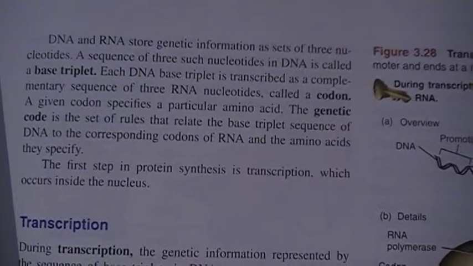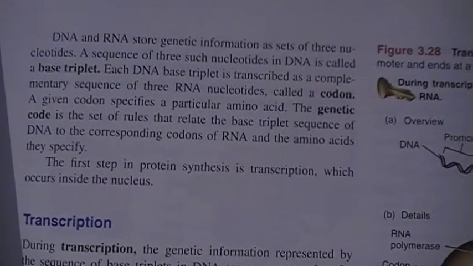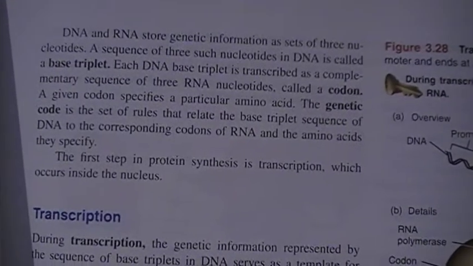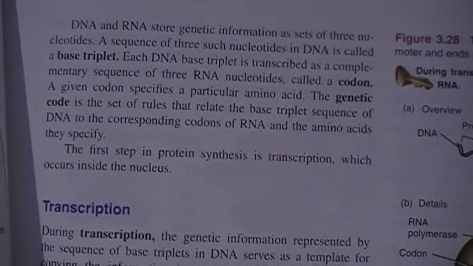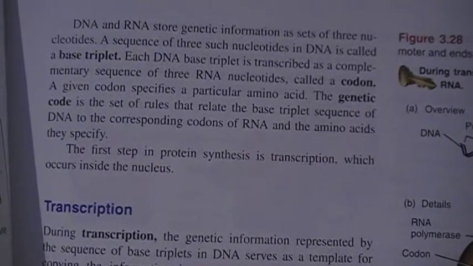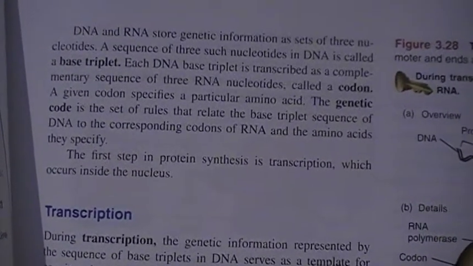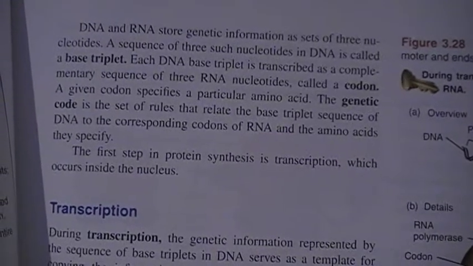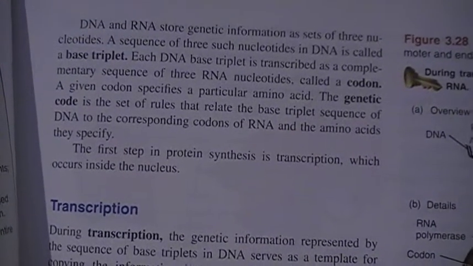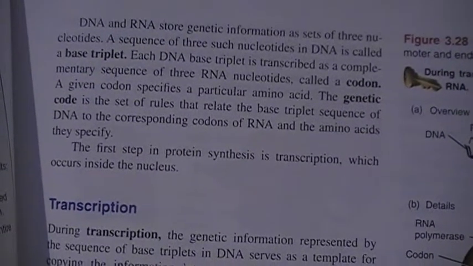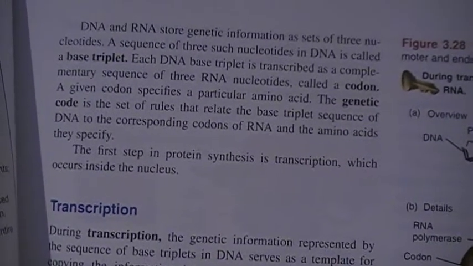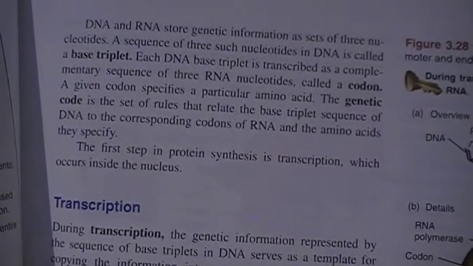A given codon specifies a particular amino acid. The genetic code is the set of rules that relate to the base triplet sequence of DNA.